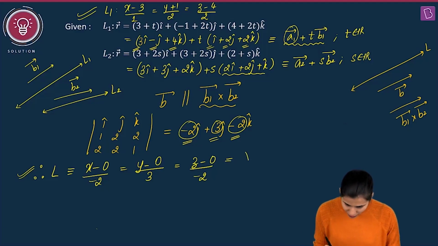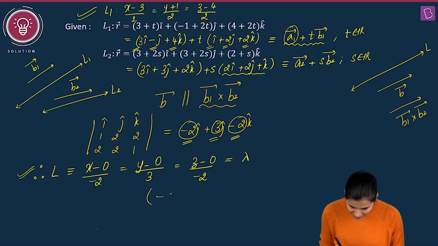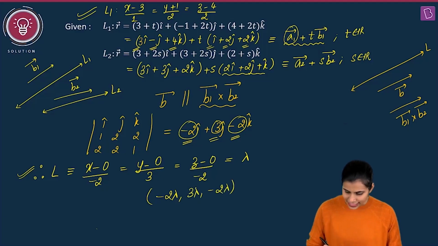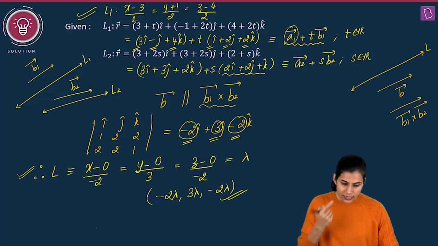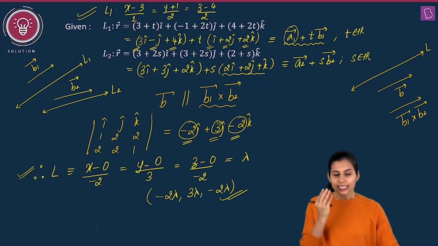So for that, I'm going to equate this with lambda. From here, I'll get x as minus 2 lambda, y as 3 lambda, and z as minus 2 lambda. This is the look of an arbitrary point sitting on line L for some real lambda. Similarly, I will now write the look of an arbitrary point sitting on line L1.